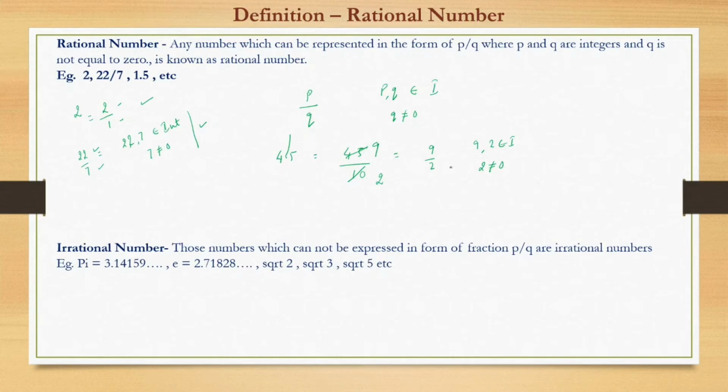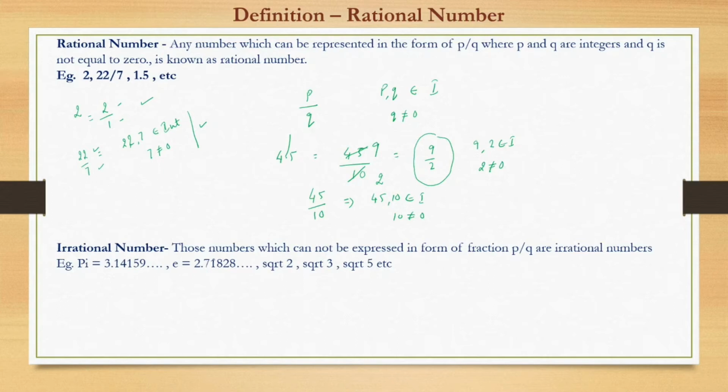And see, this 9 by 2 is a pure form of a rational number, whereas if we had just kept this 4.5 as 45 by 10 without further simplifying, this is also a rational number, not in the simplest form, but still a rational number. Why? Because 45 and 10 both are integers and 10 is not equal to 0. So I think broadly you have understood what rational numbers are.